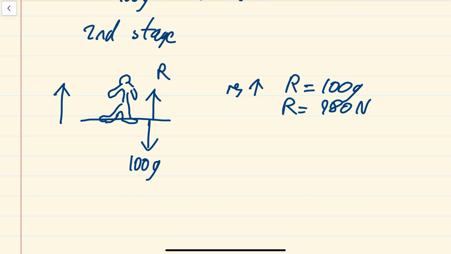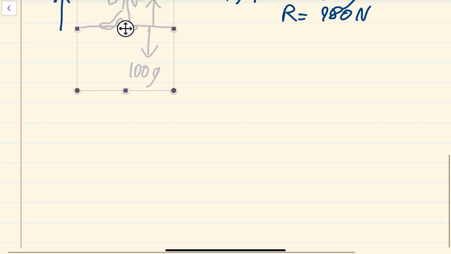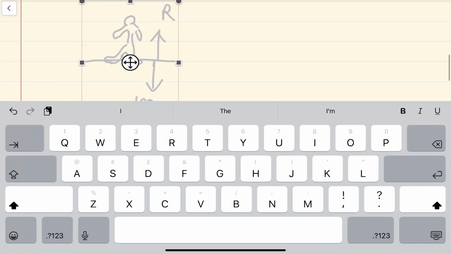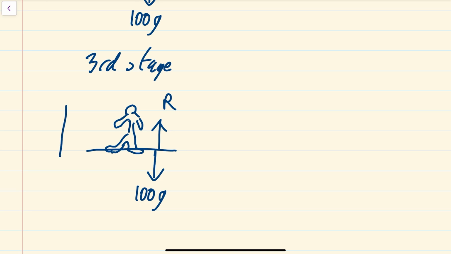Okay, in my third stage, let's just copy this beautiful diagram again. In my third stage then, we have the same diagram again, but he's now slowing down. He's going in this direction, but he is slowing down. So I'm just going to call that A, and we're going to resolve vertically, but we're using F equals ma. If there's acceleration, you use F equals ma.